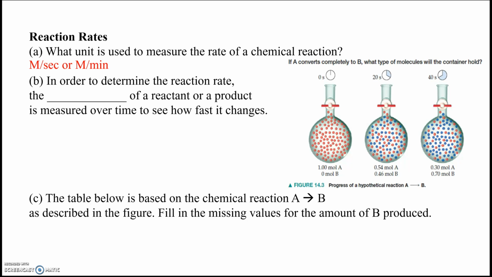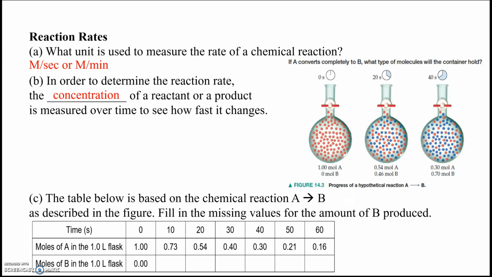Part B, in order to determine the reaction rate, the concentration of the reactant or the product is measured over time to see how fast it changes. Now we've got a little picture here off to the right showing how A converts into B. Now for part C, we've got a table below and it's based on a chemical reaction, a very simple reaction, A goes to B. And we want to fill in the missing values for the amount of B produced.